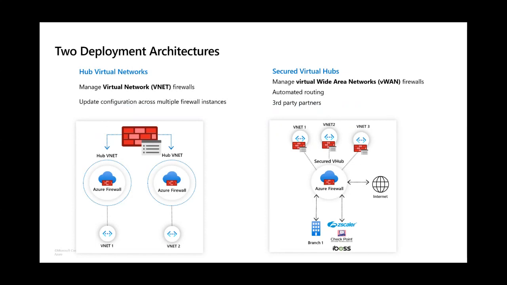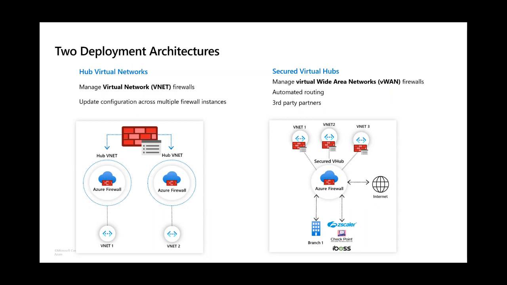Right. So these are the two deployment architectures when it comes down to the Firewall Manager. The first one, as I was saying, is the Hub Virtual Network, which is a normal virtual network that you can convert into a Hub Virtual Network and manage using the Azure Firewall Manager. The benefit is that you can have multiple Hub VNets, and you can use Azure Firewall Manager to push your policies and everything to all your firewalls. So you don't have to go and individually change the rules on each Azure firewall.